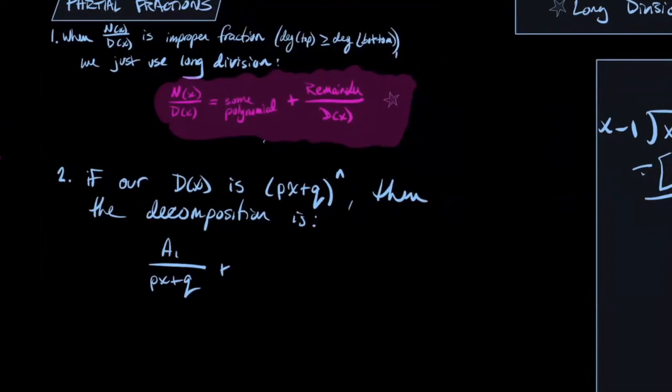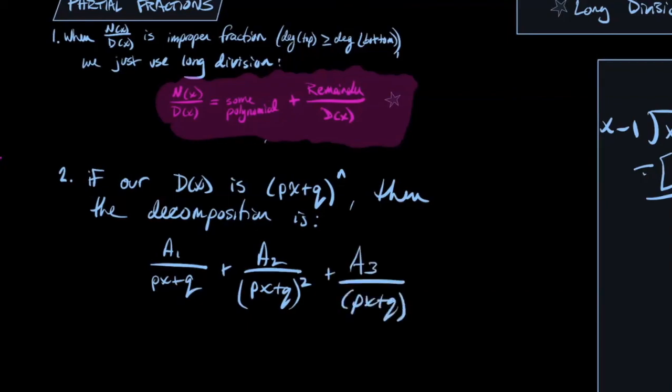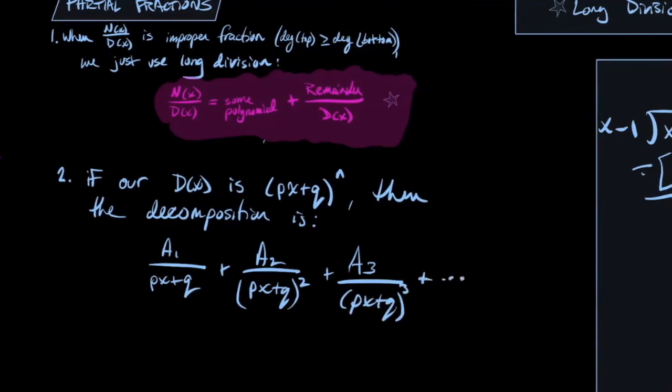plus a sub 2 over px plus q squared plus a sub 3 over px plus q cubed, and that's going to keep happening until we get to whatever that nth factor was. So plus a sub 4, and these are just constants, all the a's, over px plus q to the n. So it's going to be this long summation. Okay, so if it's distinct factors, meaning we're multiplying them, then we would use this number 2 a bunch of times.